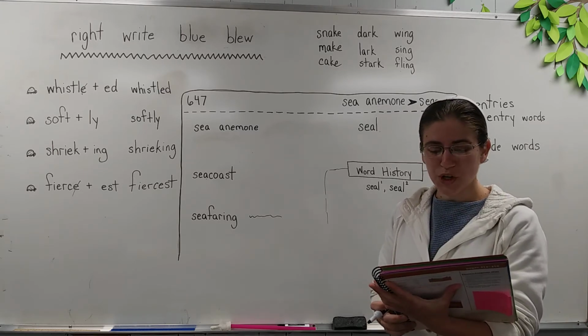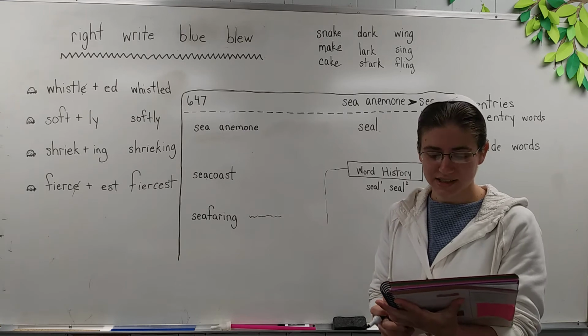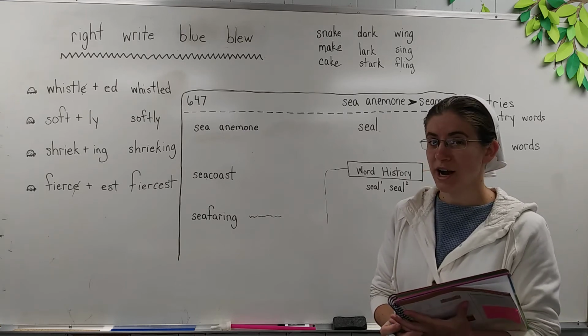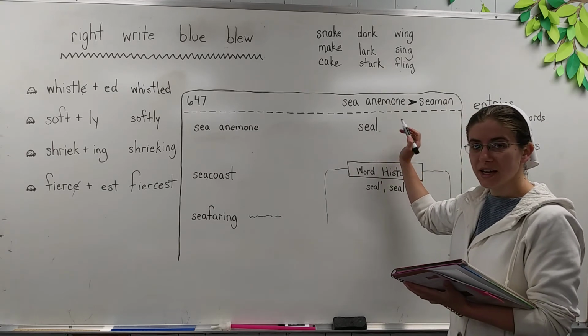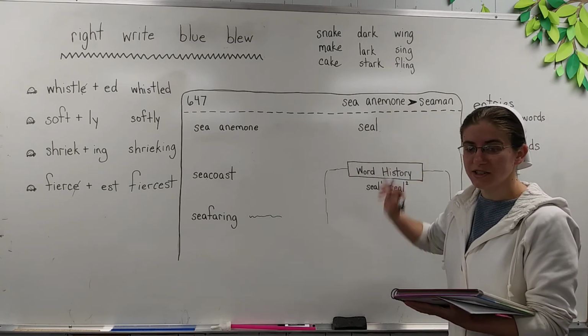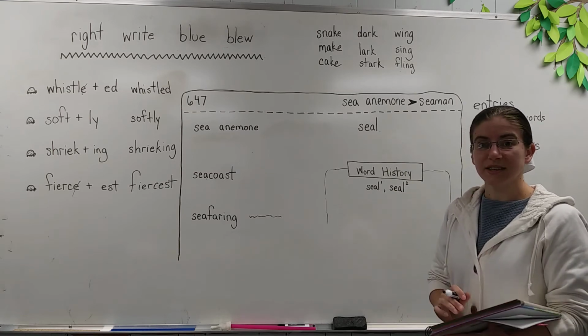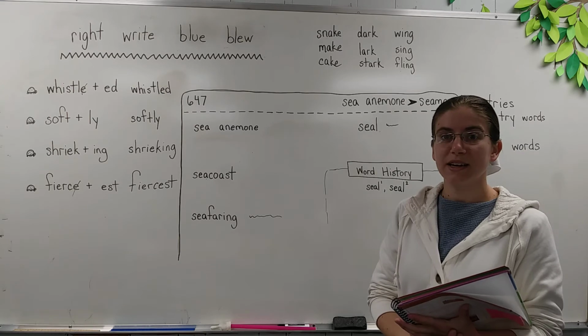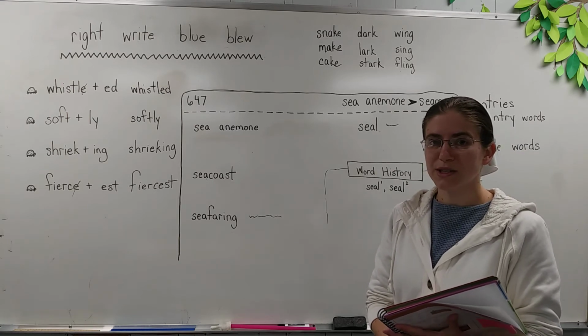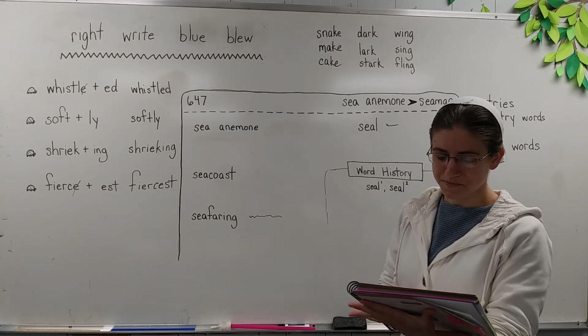Okay, the word seal is a noun, verb, or adjective. So find the word seal up here. Is it a noun, verb, or adjective? Seal is a noun. So we look, the little word right next to seal is noun. So color in the circle next to noun.